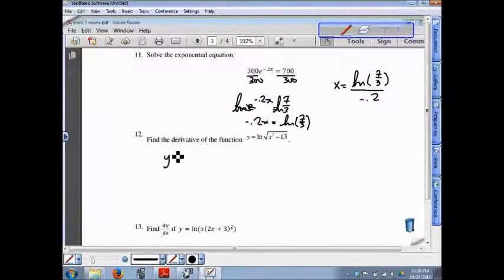Okay, number 12, find y prime. First of all, instead of the square root of x squared minus 13, we can rewrite it, because logarithms do much better when you have exponents and not radicals. So we can write this as the natural log of x squared minus 13, to the 1/2 power. And then we can bring the 1/2 down in front of the logarithm. So it's 1/2 times the natural log of x squared minus 13.